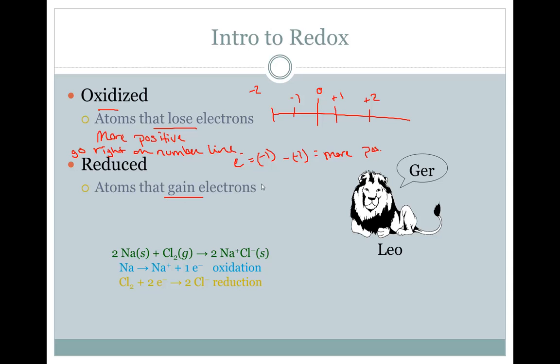Reduced atoms are gaining electrons, so they're gaining negative charges, which is making them more negative, which means that they're going left on the number line. Here's our mnemonic device: GER, gain electrons reduced; LEO, lose electrons oxidized.